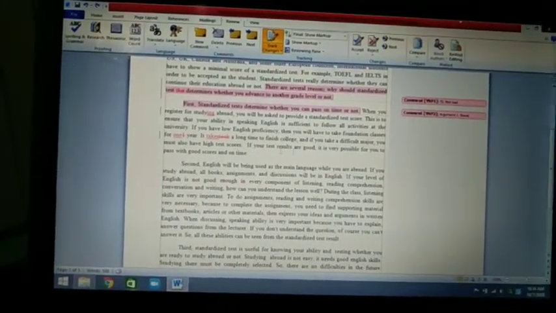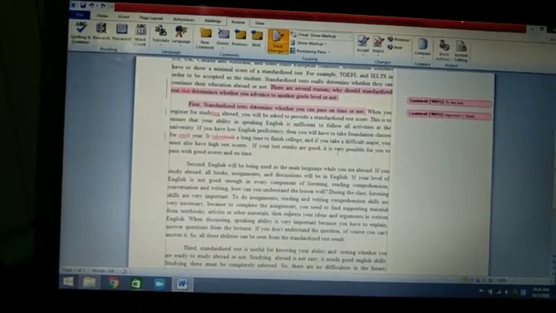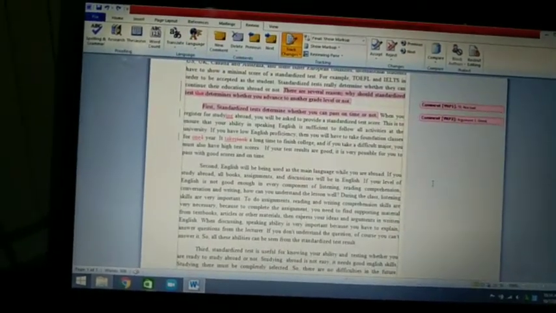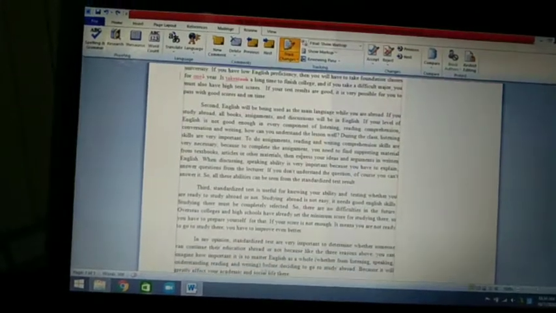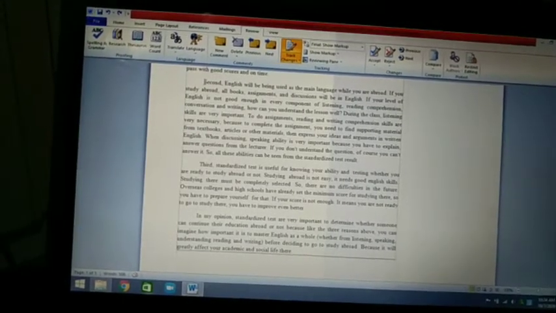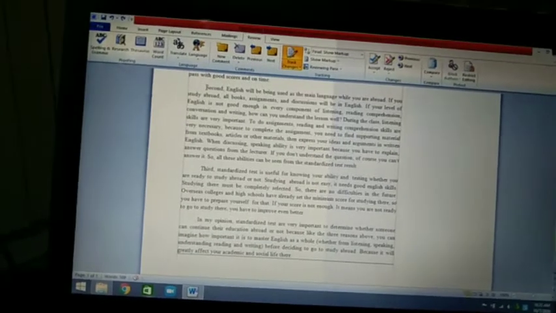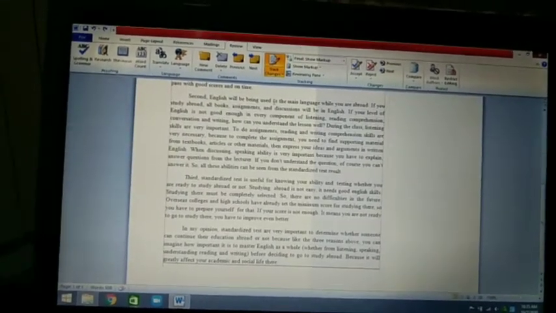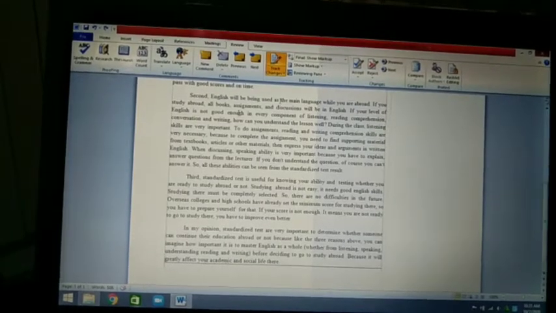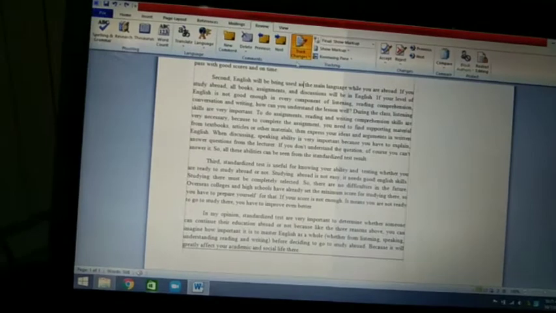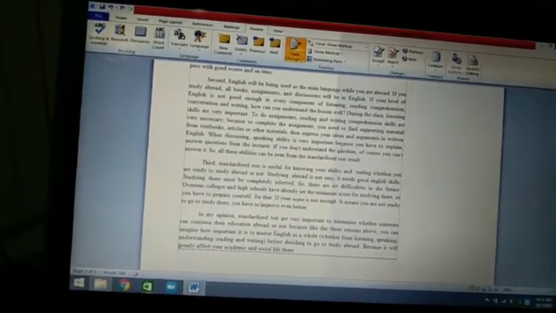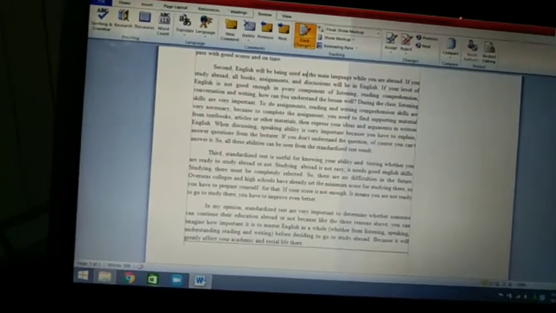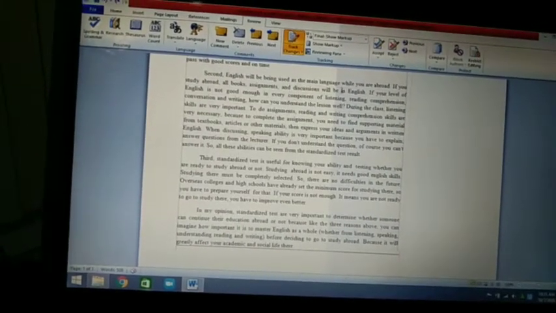Okay, if your test results are good, it's very possible for you to pass with good scores and on time. Okay, we move to the next paragraph. Second, English will be being used. Wait. Why don't we just use: Second, English will use it as the main language while you are. Oh, I see. Second, English will be used as the main language while you are abroad.